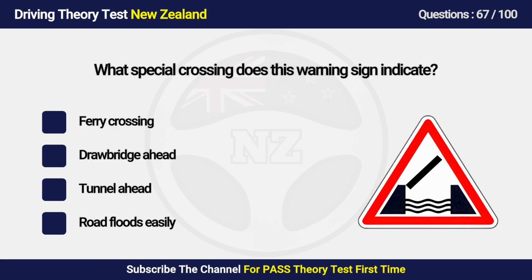A. Ferry crossing. B. Drawbridge ahead. C. Tunnel ahead. D. Road floods easily.